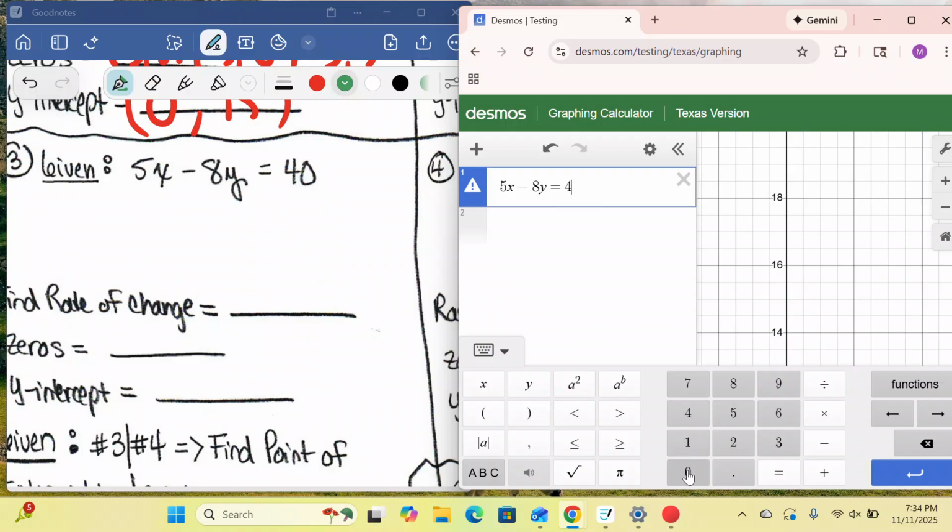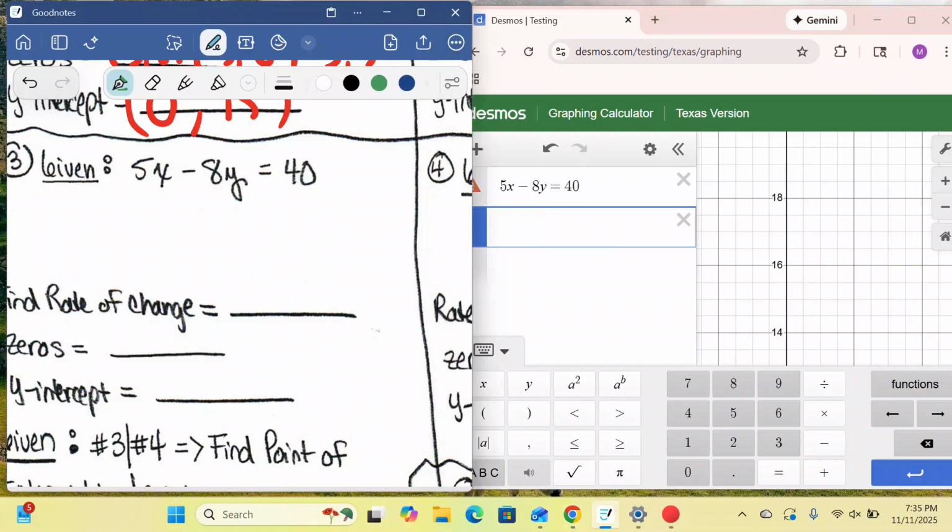Now, we do have something that goes on here. We cannot graph it. And then I'm going to look at this little sign, and it says plotting implicit equations and inequalities is disabled. So one of the things that we have to understand is that when we deal with the Desmos calculator, we cannot put them in implicit form like this. We've got to put it in y equals mx plus b form.